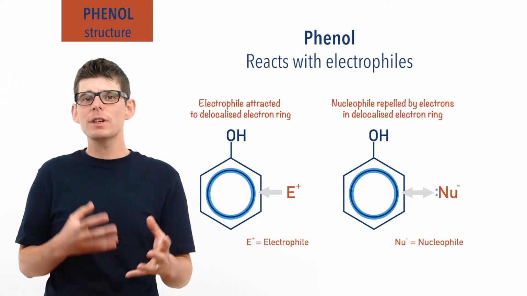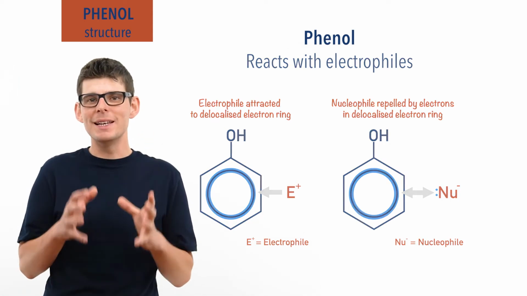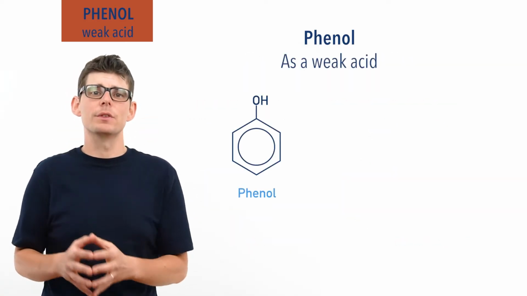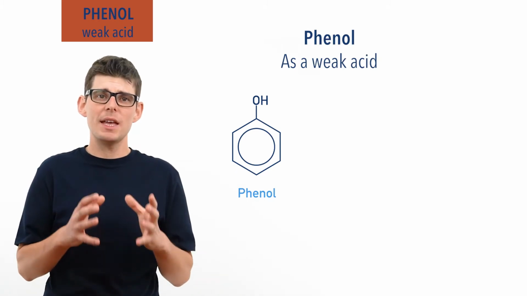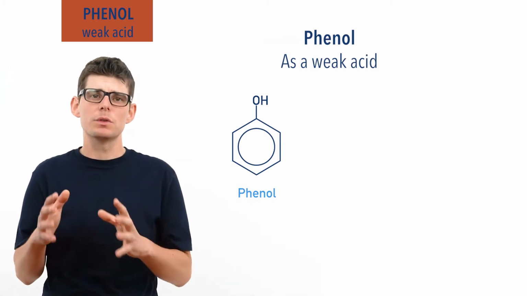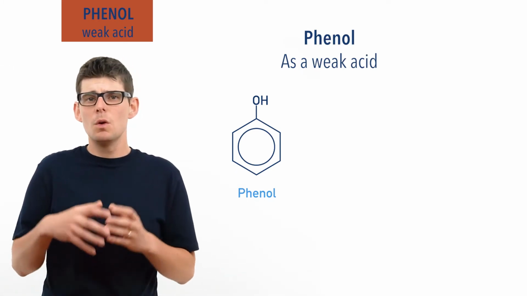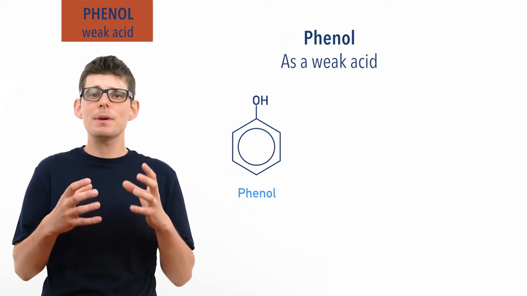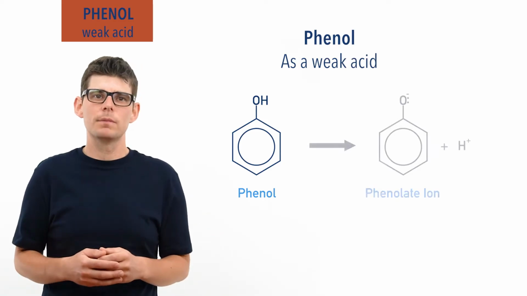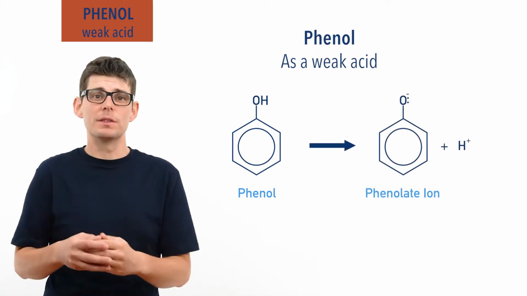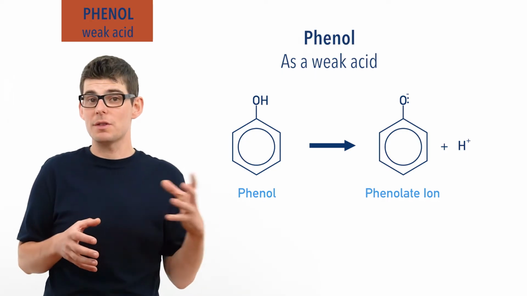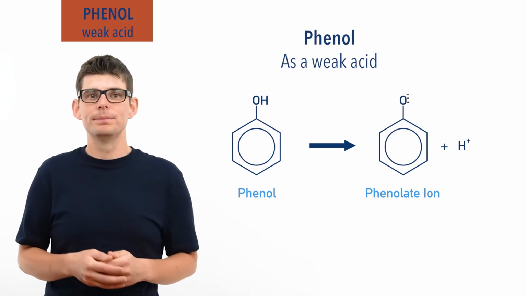One of the most interesting features of phenol, though, is its ability to act as a weak acid. This is a significant difference from alcohols and is a common area of exam questioning if your course includes phenol. When phenol behaves as a weak acid, it loses a H+ ion and becomes a phenolate ion. To understand why phenol is able to do this, it is easier to first look at why an alcohol such as ethanol is unable to.